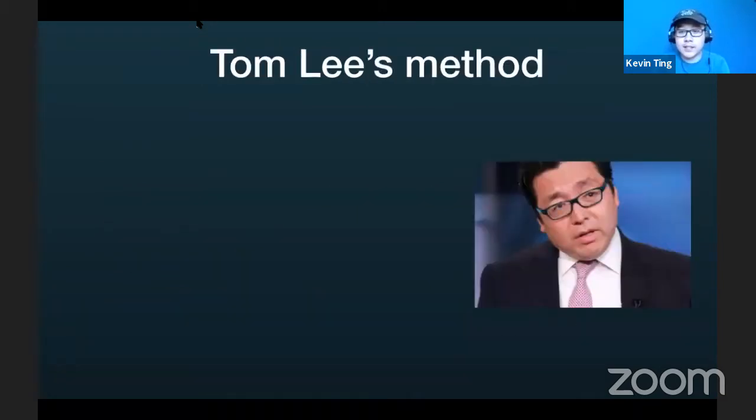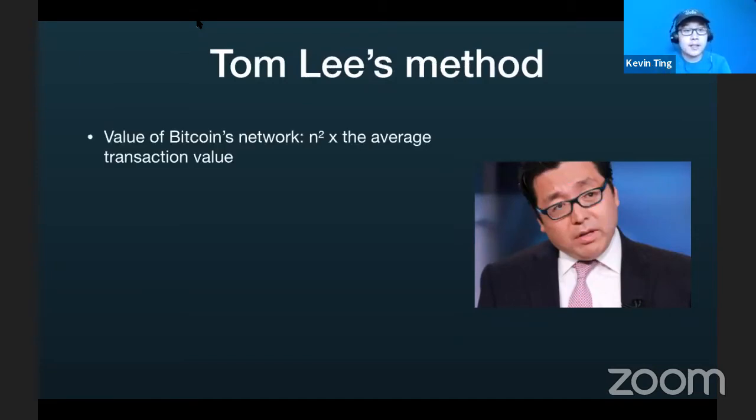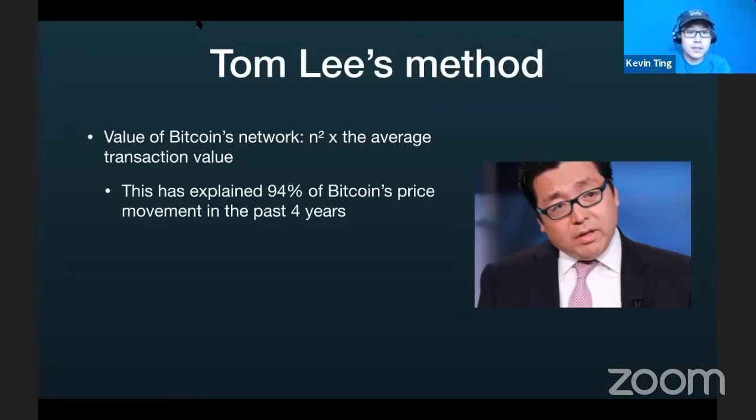And so Tom Lee, our favorite crypto bull from Fundstrat, has made a method based on this model. And he says that the value of Bitcoin's network is N squared times the average transaction value going on throughout the network for a given period of time. And according to him, this has explained 94% of Bitcoin's price movement in the past 4 years, which is a pretty impressive success rate for the model, in my opinion.